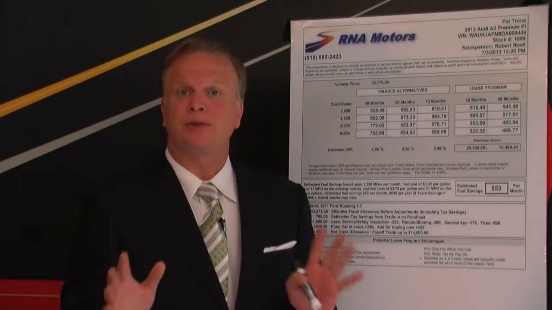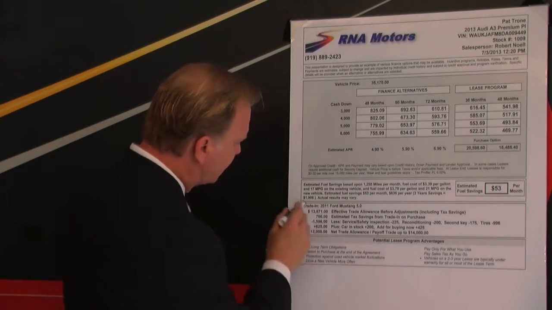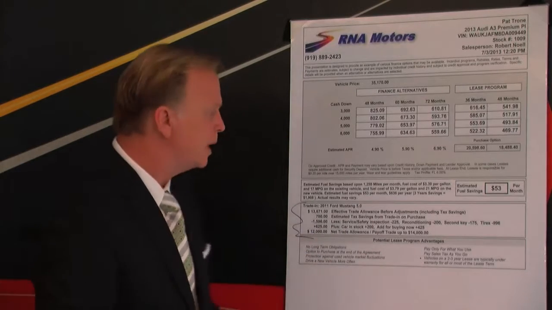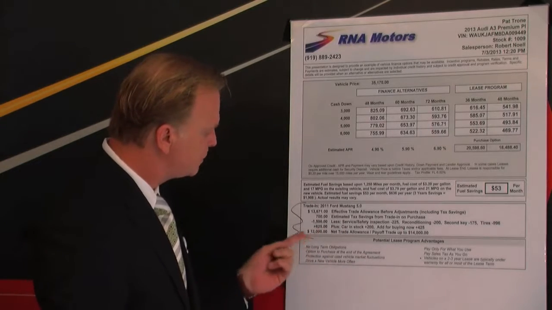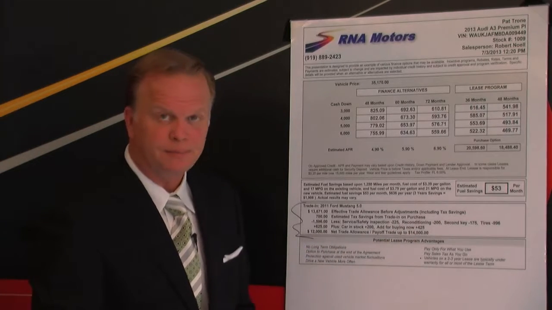Okay, let's talk about the trade-in. All right, the trade-in on our sheet is right here. It's right here. And this customer has a trade. Now in this example, his net trade allowance is 12, but he owes 14.